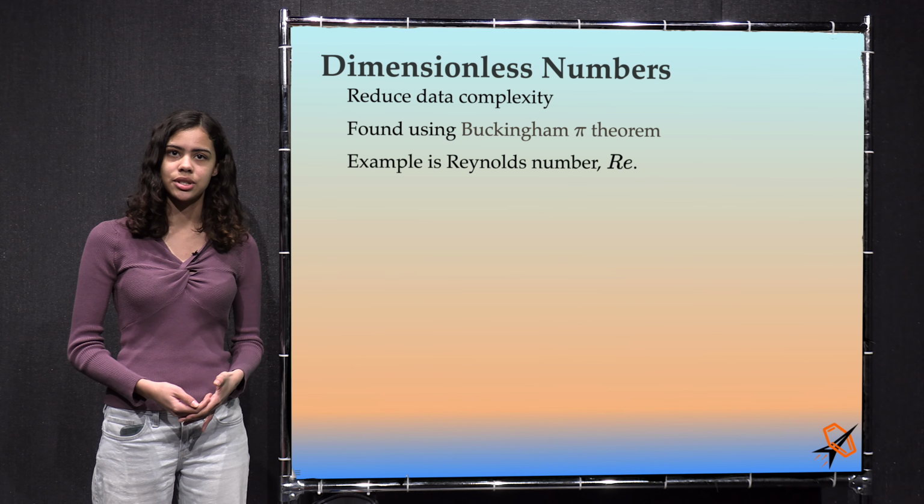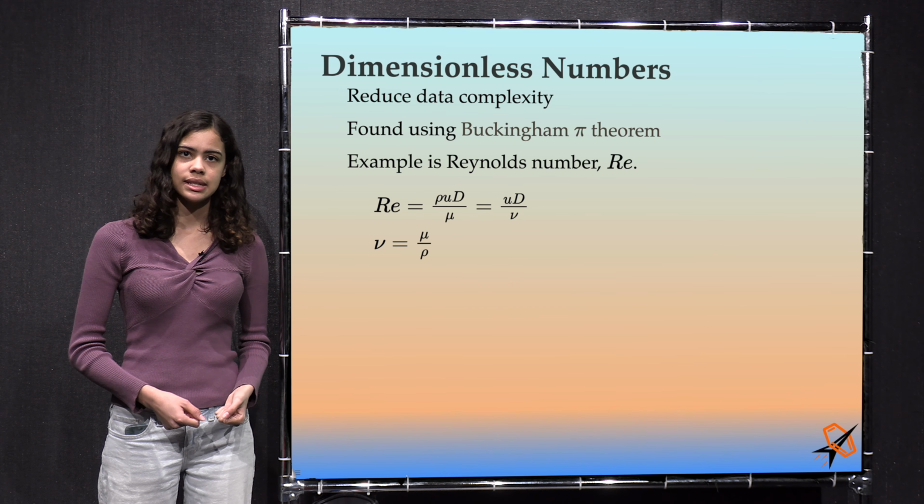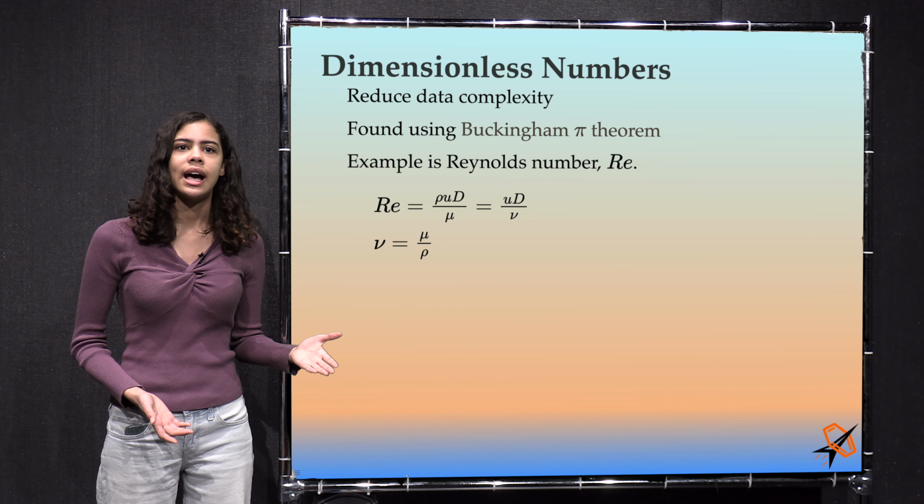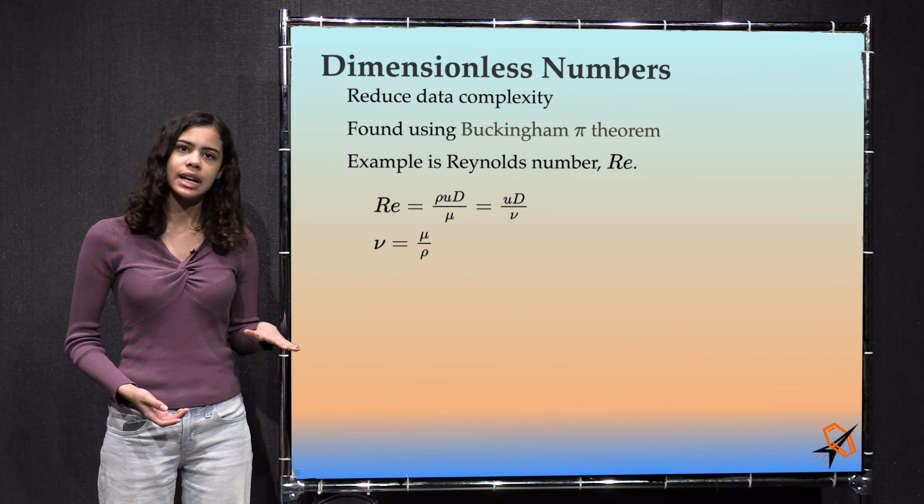The most famous dimensionless number is the Reynolds number. The Reynolds number is the fluid density times the fluid velocity times a characteristic length, such as the diameter of a pipe, divided by the dynamic viscosity, mu. Mu is a measure of how slippery or sticky a fluid is. Honey and molten glass have high viscosities. Room temperature air and liquid helium have low viscosities.